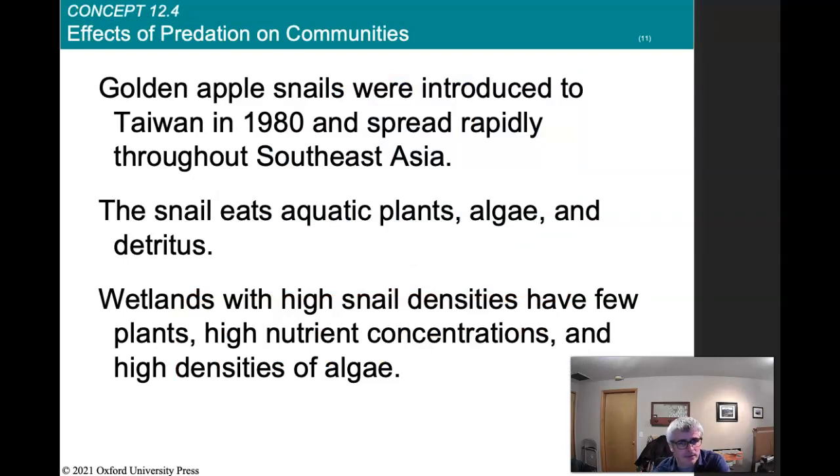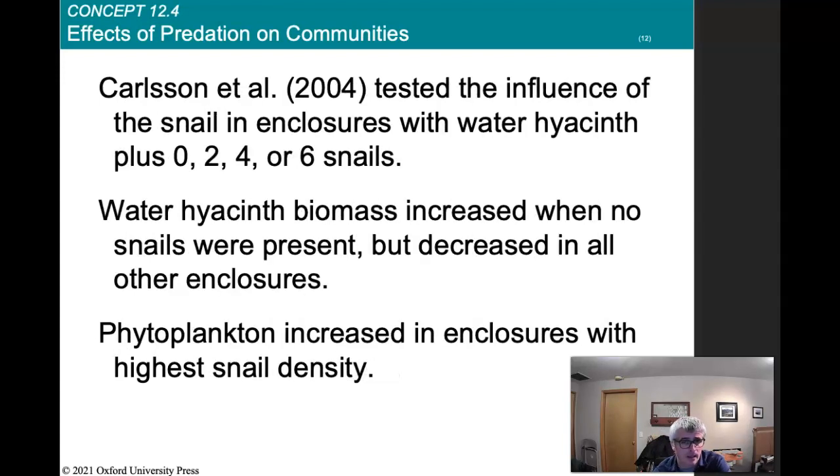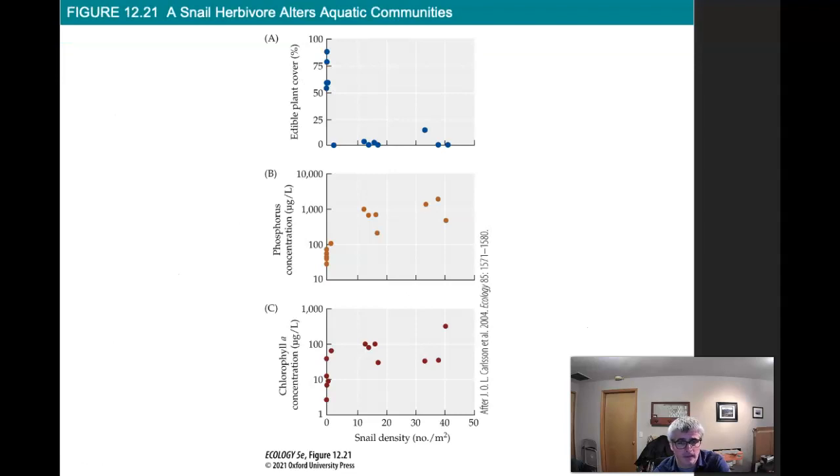These golden apple snails, this is an interesting one which makes sense when you think about it mechanistically. So these golden apple snails were introduced. Most snails eat algae. This snail eats aquatic plants, algae, and detritus. Again, most snails are crawling along the bottom, eating algae on rocks, on the mud bottom, things like that. These golden apple snails really like aquatic plants. And so wetlands with high snail densities had few plants, high nutrient concentrations, and high densities of algae.